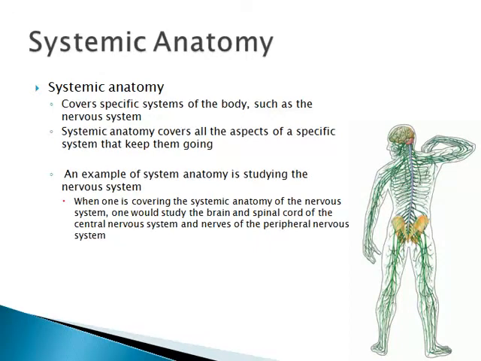Systemic anatomy. Systemic anatomy covers specific systems of the body, such as the nervous system. Systemic anatomy covers all the aspects of a specific system that keep them going. An example of systemic anatomy is studying the nervous system. When one is covering the systemic anatomy of the nervous system, one would study the brain and spinal cord of the central nervous system and nerves of the peripheral nervous system.